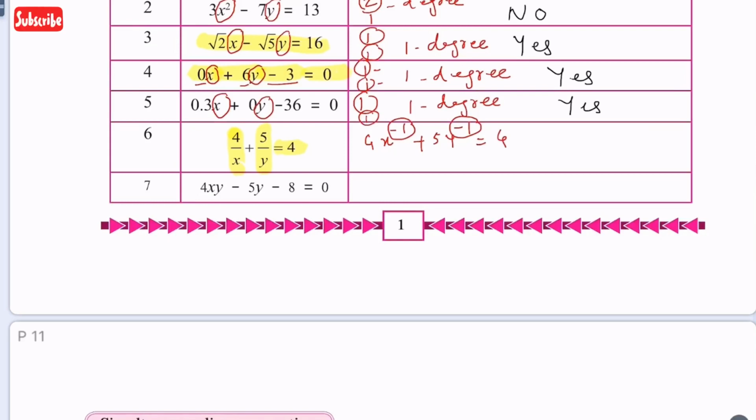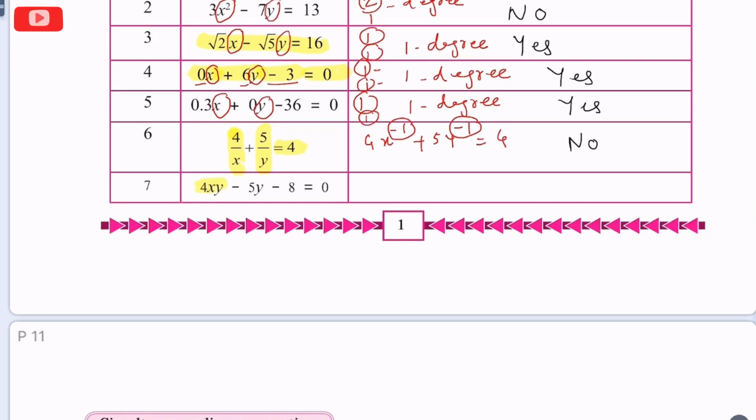Power or index the same. So the degree of the equation is minus 1, not 1. Hence the given is not a linear equation. No, but we can convert it. We'll see how to do it.